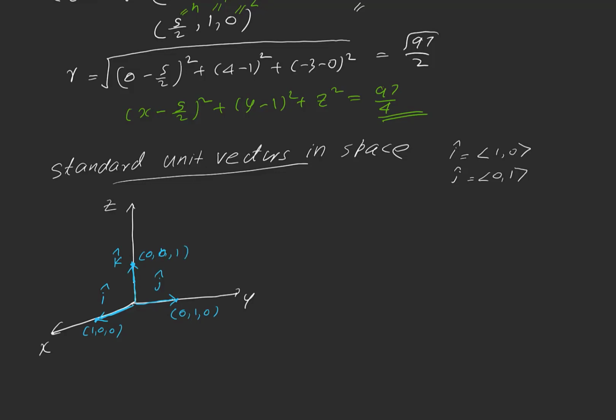Here we use i. You know the position vector of i, because the starting point is the origin (0, 0, 0) and the endpoint is (1, 0, 0). Therefore we can write the position vector this way. Similarly, j can be written (0, 1, 0) and k can be written (0, 0, 1). So these are the standard unit vectors in the x, y, z directions respectively.